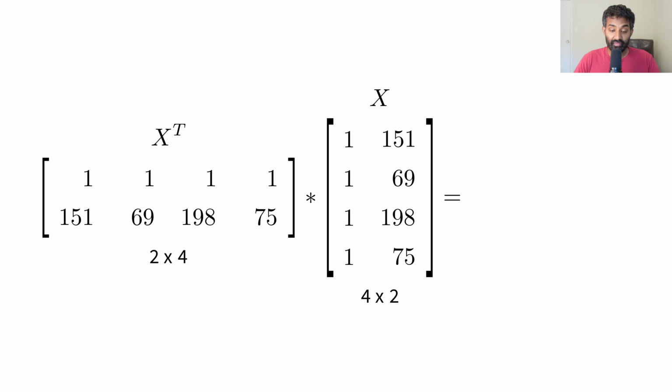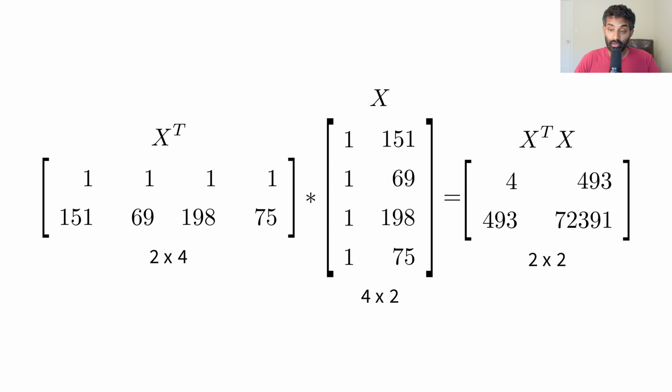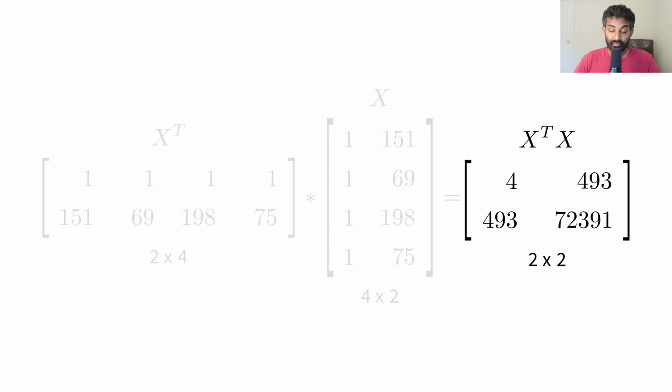And the nice thing about the transpose of a matrix is that if you multiply the transpose by the original matrix, you end up with a square matrix. And remember that the final product of matrix multiplication takes the number of rows from the first matrix you're multiplying and the number of columns from the second matrix you're multiplying. So this multiplied matrix, X transpose times X, is a 2 by 2 matrix. And it's a square matrix. And what's special about a square matrix is you can invert it.